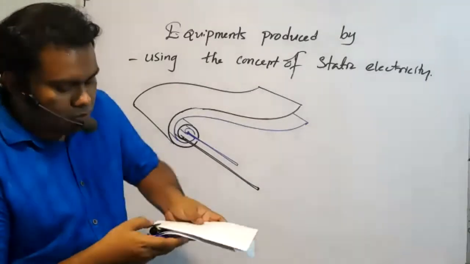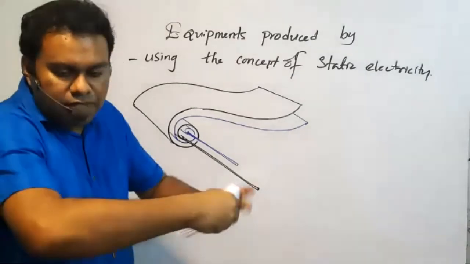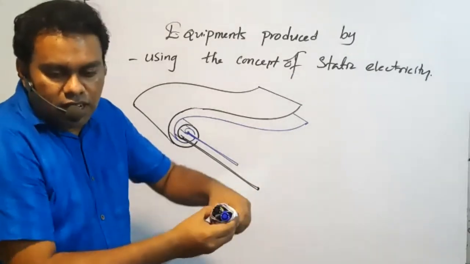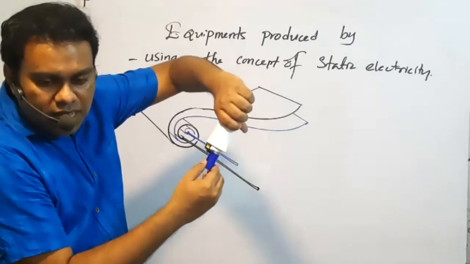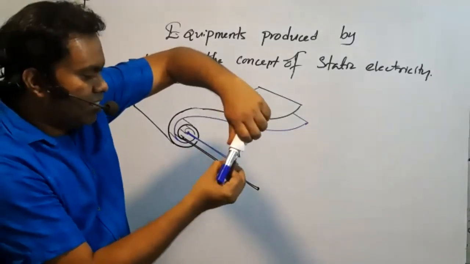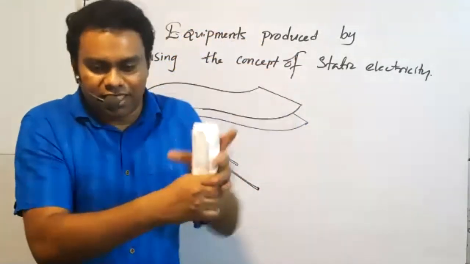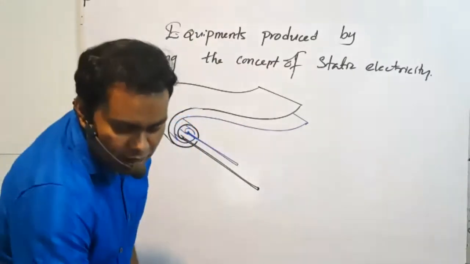So what we do? We wrap them each other. Now, positive terminal comes like this. So, a little more, right? Negative terminal comes like that. So, this is the capacitor. What you see like this.